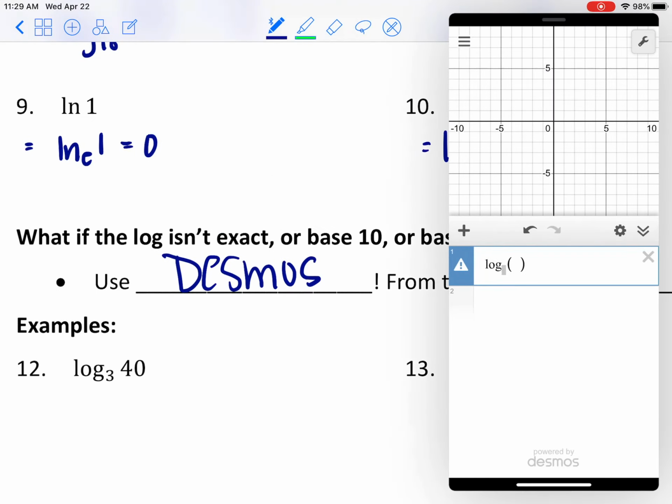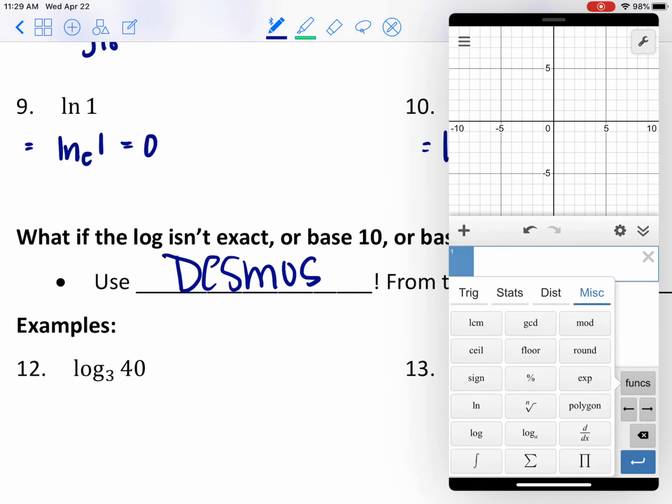Okay, so here, oh man, got my eraser on. Just bad habits, guys.